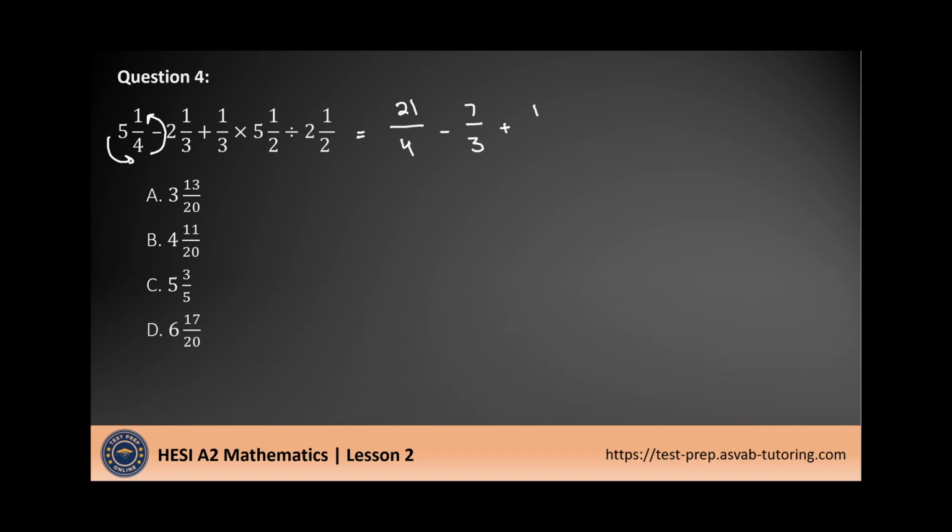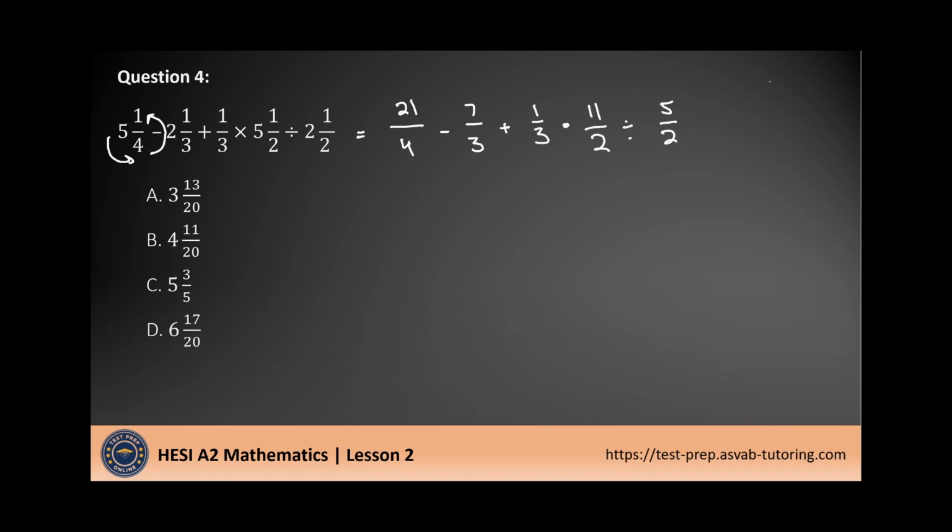Now we're going to add 1/3 times 5 1/2. 5 times 2 is 10. 10 plus 1 is 11, so we have 11/2. And lastly, we have divided by 2 1/2. 2 times 2 is 4, plus 1 is 5, so 5/2. So this is what our problem looks like in terms of improper fractions.